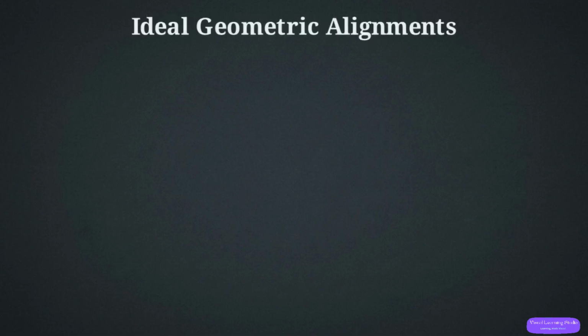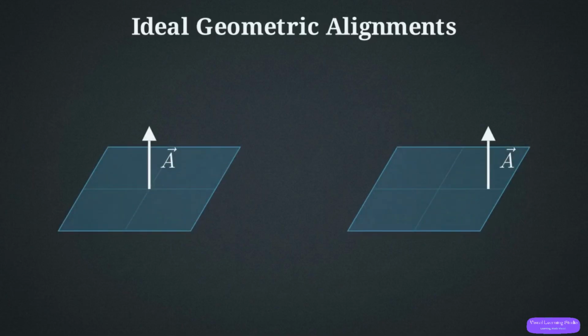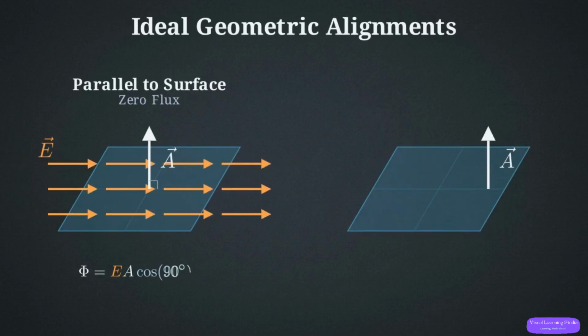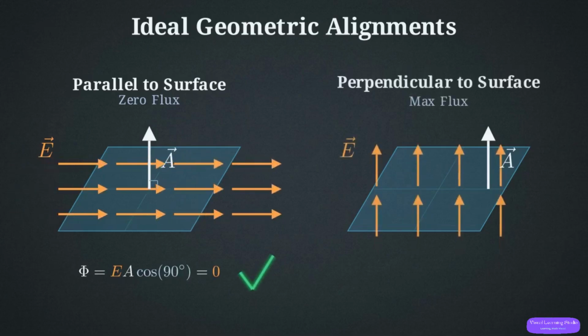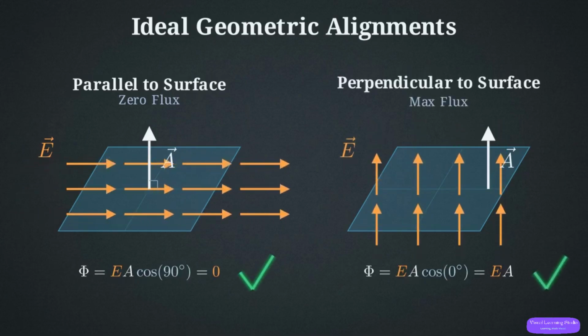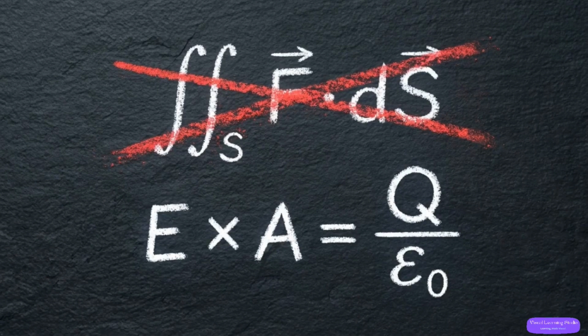The entire strategy relies on this strict visual alignment. By picking a shape where every surface is either perfectly parallel or exactly perpendicular to the field, you eliminate the zero flux surfaces immediately and solve the remainder with simple algebra.